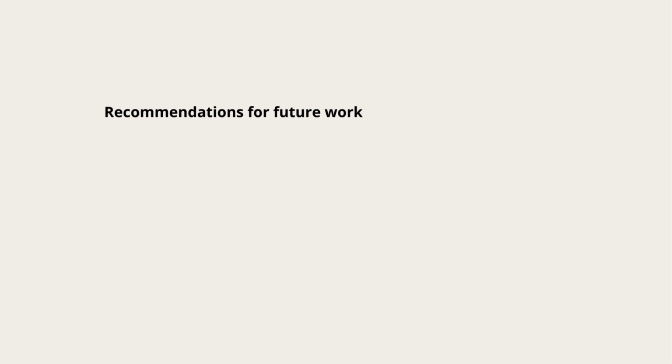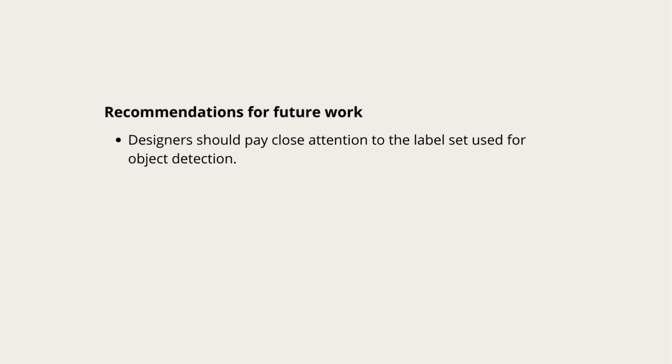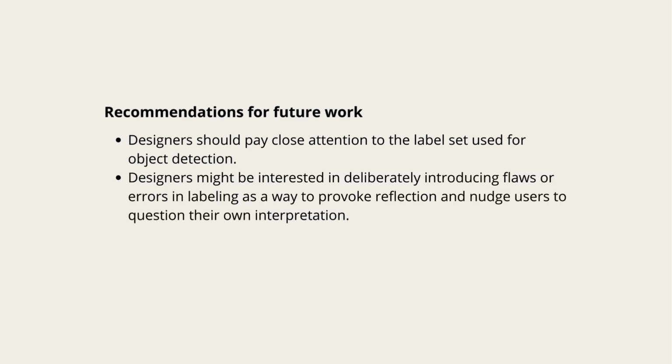In our paper, we offer recommendations that might be relevant to consider for designers working with object detection in digital art collections. Firstly, we recommend that designers pay close attention to the label set used for object detection, as this determines what the algorithm can see when processing the collection. We suggest that collaborations with experts like museum curators or art historians might help identify appropriate labels for the art collections. Secondly, we think it could be interesting for future projects to experiment with deliberately introducing flaws or errors in labeling as a way to provoke reflection and nudge users to question their own interpretation.